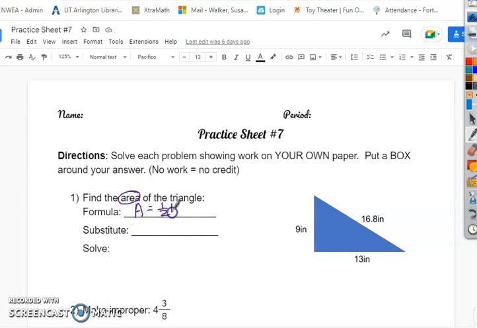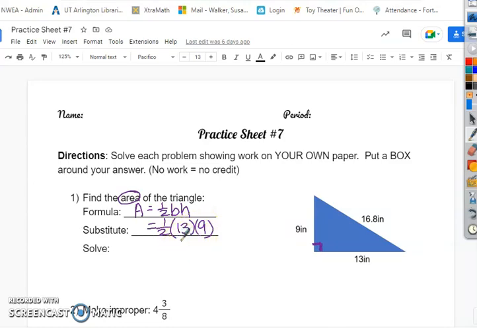After we write our formula, we know we need to substitute our numbers. So I want to make sure we are doing that. Everything here should be a number. Half is already a number. The base and height, remember, they have to form a 90-degree angle. So base, height. Okay.